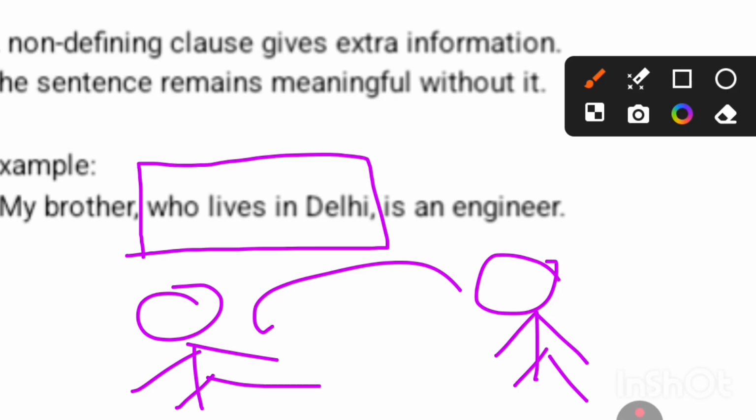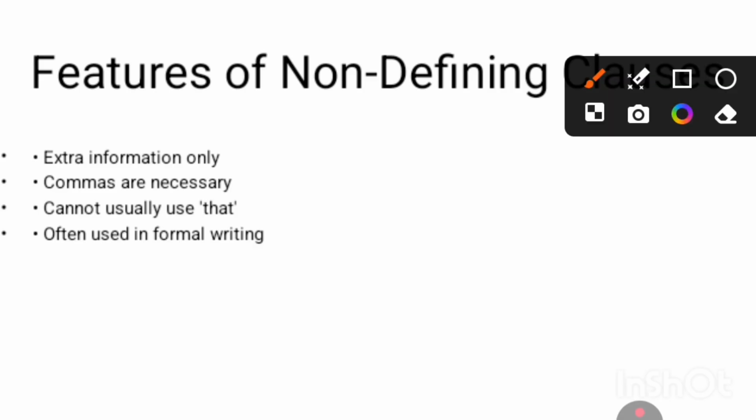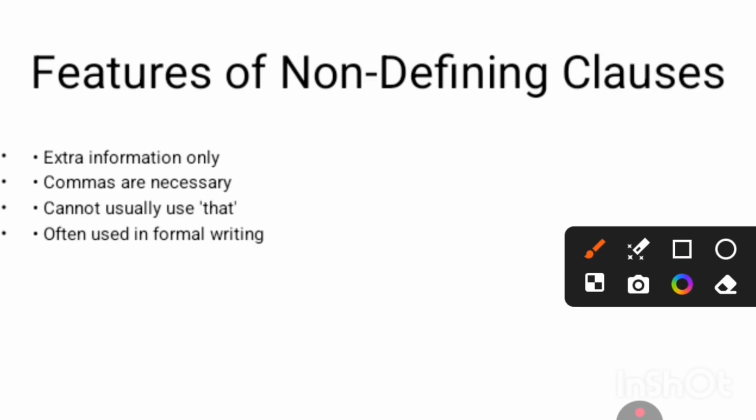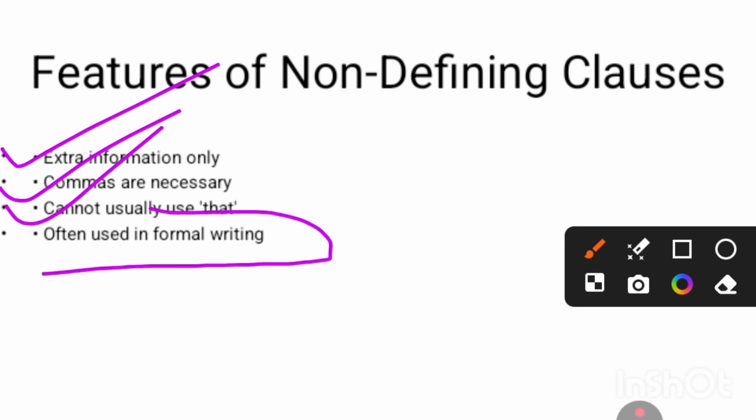Friends, I think you can understand. Now we'll try to apply it in different sentences. Let's look at this. Friends, here these are the features of non-defining clauses. Non-defining is extra information. Commas are necessary. That means if you use commas, then only it is non-defining. Friends, actually it is used in formal writing. For informal usage, we basically use defining clauses. Non-defining clauses are rarely used, but they are very common in competitive exams. Two commas can entirely change the meaning, and sometimes this meaning may be very awkward. I am giving you an example.